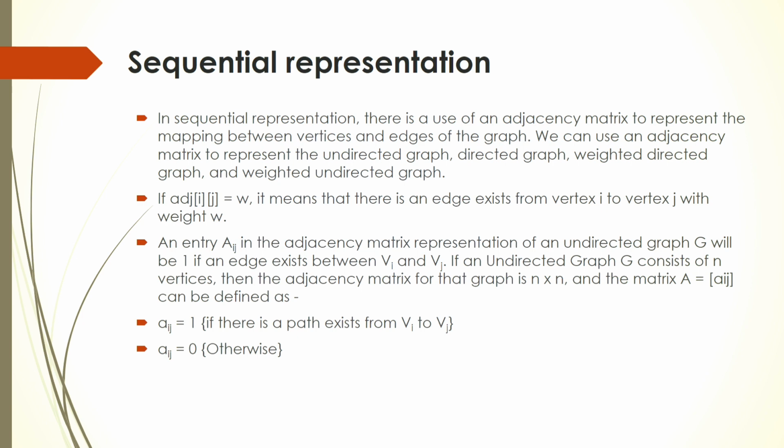In the adjacency matrix, A(i, j) equals w. It means that there is an edge from vertex i to vertex j with weight w. An entry A(i, j) in the adjacency matrix representation of an undirected graph G will be 1 if an edge exists between Vi and Vj. If an undirected graph G consists of n vertices, then the adjacency matrix for the graph is n by n. So the matrix will be A equals [Aij], which can be defined as Aij equals 1 if a path exists from Vi to Vj, and Aij equals 0 otherwise. It means that in an adjacency matrix, 0 represents that there is no association between the nodes, whereas 1 represents the existence of a path between two vertices.